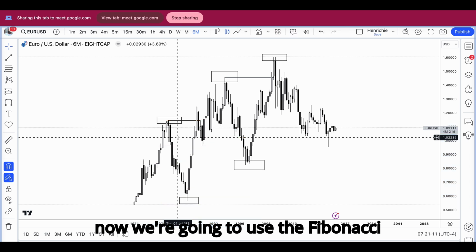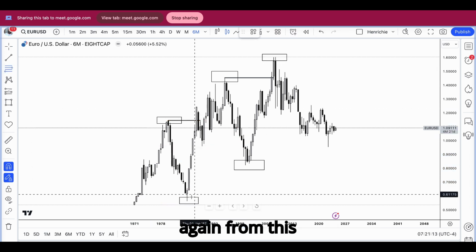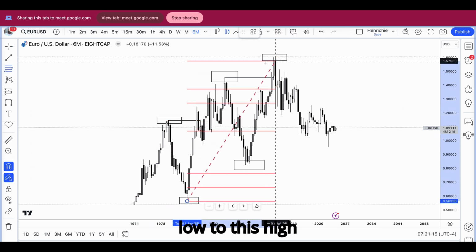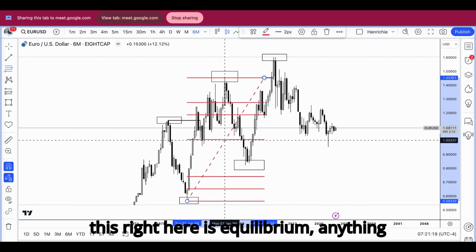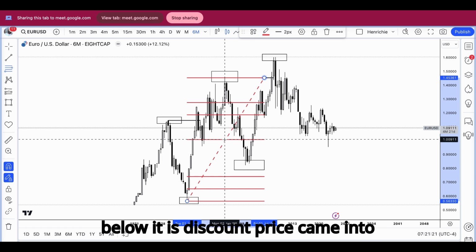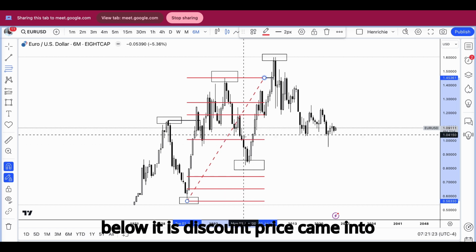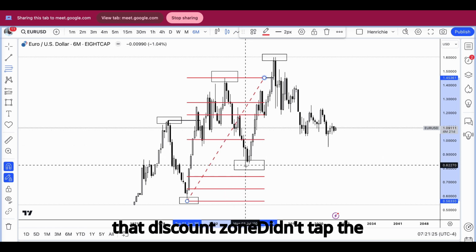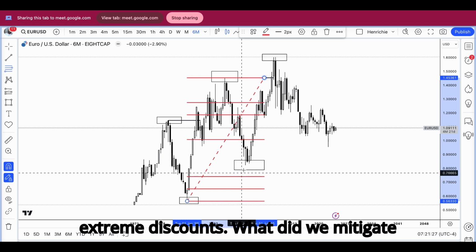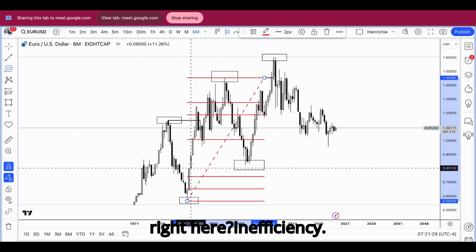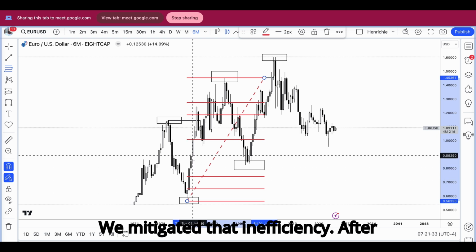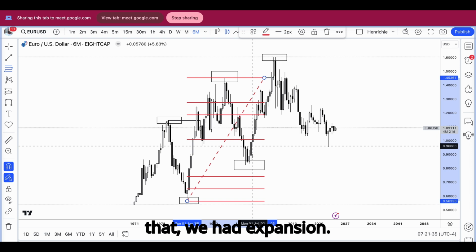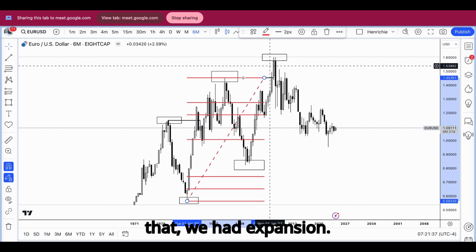Now we're going to use the Fibonacci again, from this low to this high. This right here is equilibrium. Anything below it is discount. Price came into that discount zone, didn't tap the extreme discount. What did we mitigate right here? Inefficiency. We mitigated that inefficiency. After that, we had expansion.